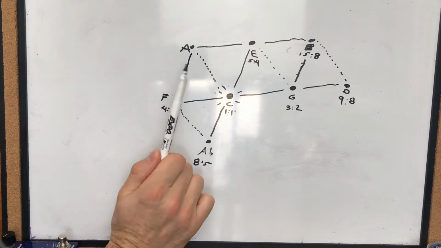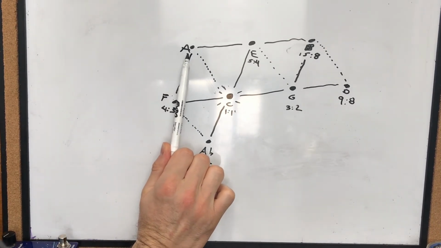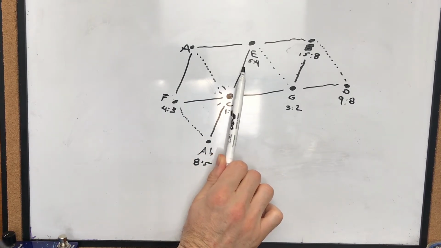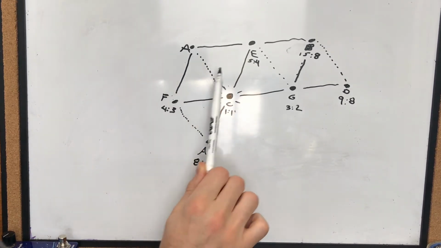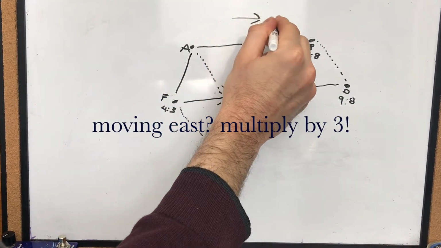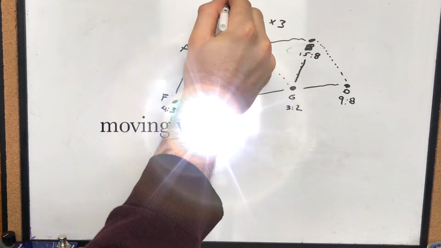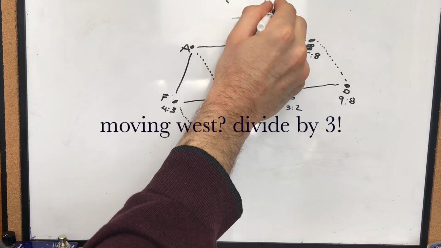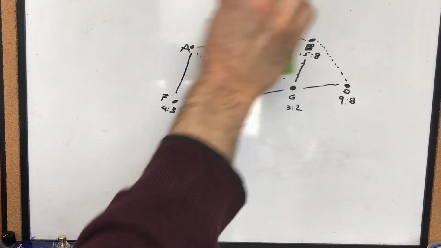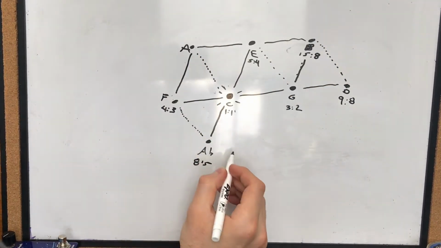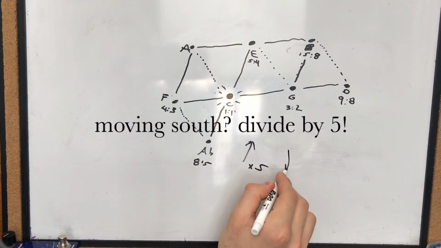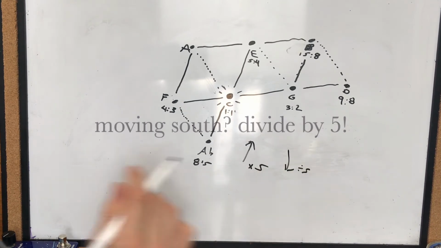Now, as far as figuring out the ratio of this A, there's a few ways we can do it. We can take 5 to 4, and remember, if we're moving this way, we're doing the reciprocal of multiplying by 3. This way, we are multiplying the ratio by 3. This way, we are dividing the ratio by 3, okay? And if we're moving north and south, moving north, you are multiplying the ratio by 5. Moving south, you are dividing the ratio by 5.